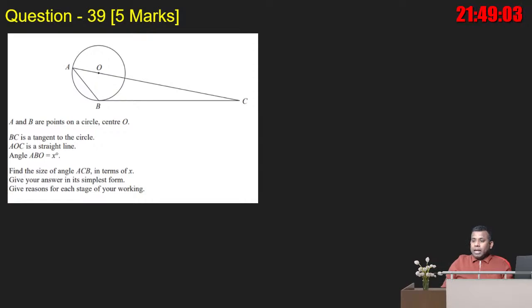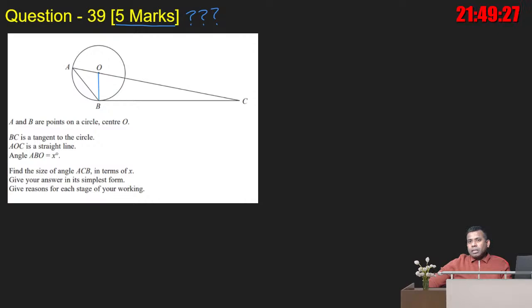ABO is X. Let me mark that one. So ABO, right? ABO is X. Find the size of the angle ACB in terms of X. It is a 5 marks question, but I have no idea why this is 5 marks. I'm not sure about this 5 marks, right or wrong.